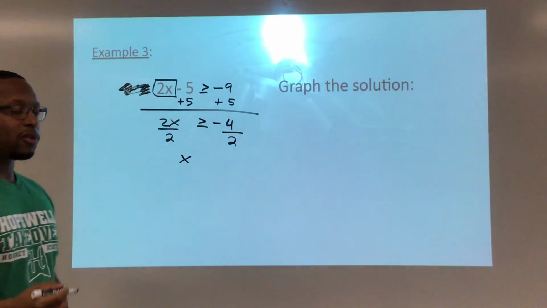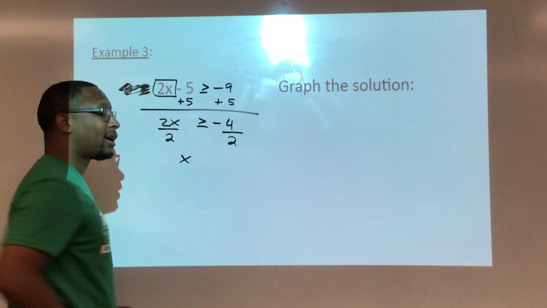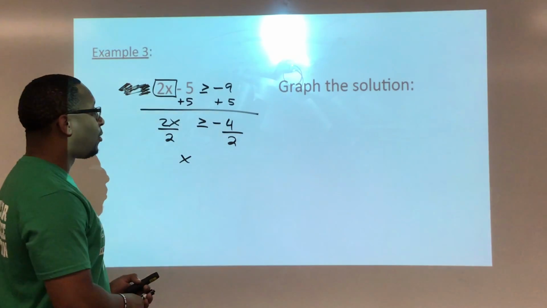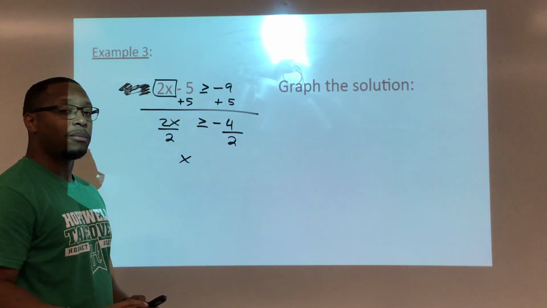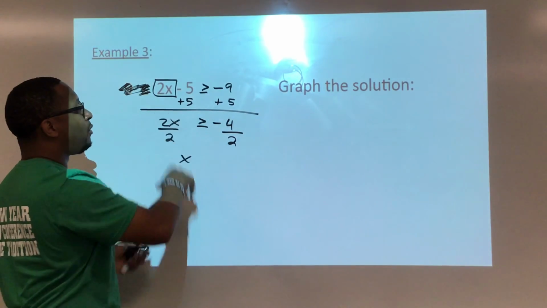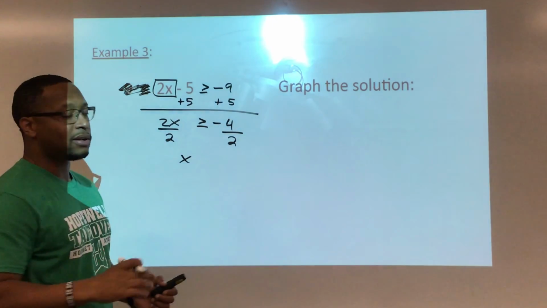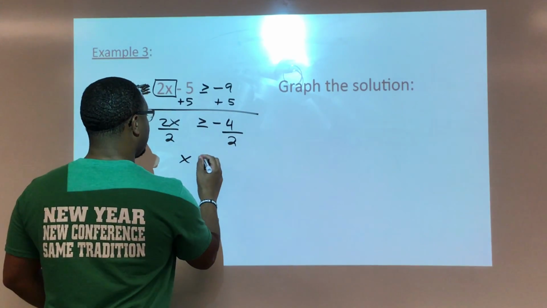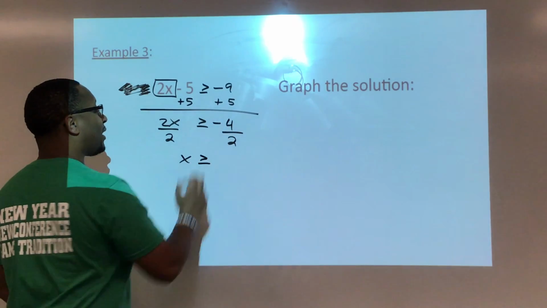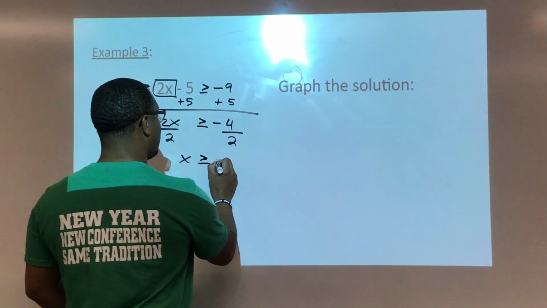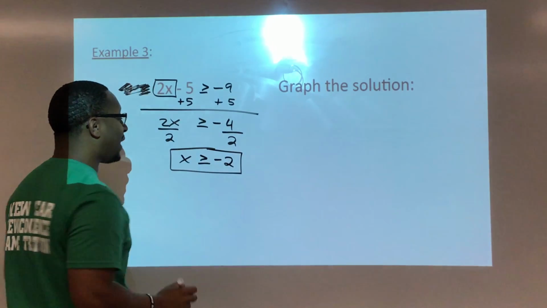I still get some 7th graders, though, that say, wait a minute, Mr. Hargrove, isn't your sign going to flip because there's a negative number over here? No. It only flips when you divide or multiply both sides by a negative number, or when you have to move your variable over to the left. Not just because there's a negative number right here, the sign is not going to flip. So, it's going to remain the same. X is greater than or equal to a negative divided by a positive is going to give you a negative. So, X is greater than or equal to negative 2.